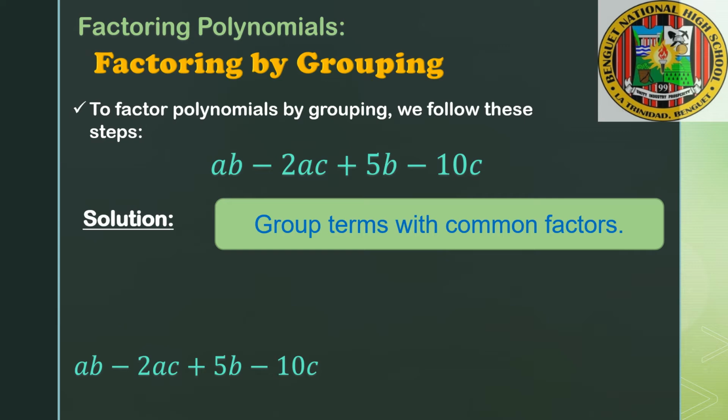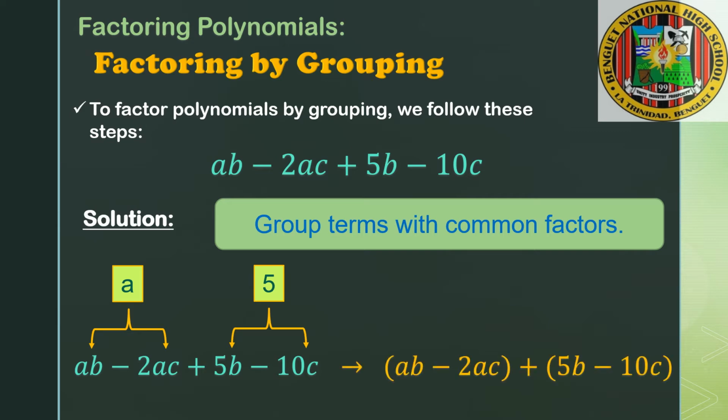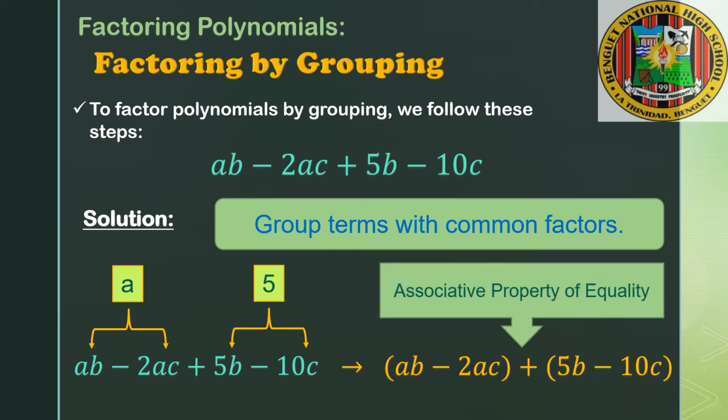We can see that the first two terms, ab and negative 2ac, have a common factor which is a, while 5b and negative 10c have a common factor which is 5. Thus, we group ab and negative 2ac together and 5b and negative 10c together. In doing this, we are applying the associative property of equality, which means that the grouping we did does not affect the value of the expression.